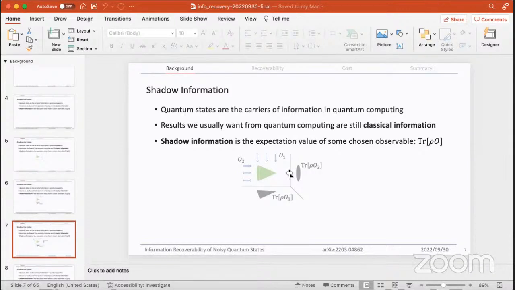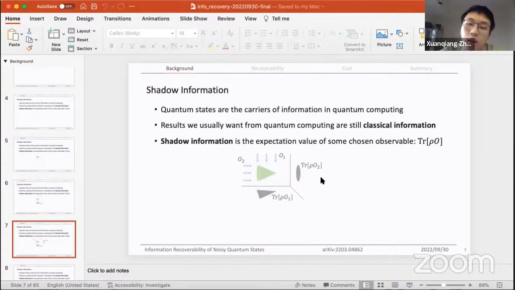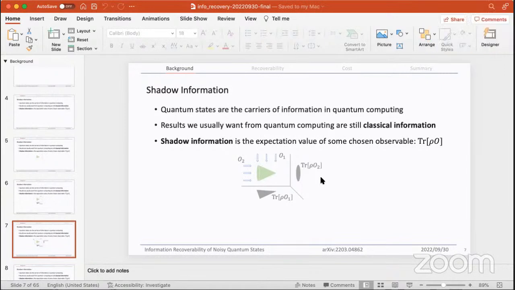Okay, I see. So maybe the classical shadows data set would be like a subset of the shadow information. Yes, the classical shadow, like a data set. Okay, and so that makes perfect sense.